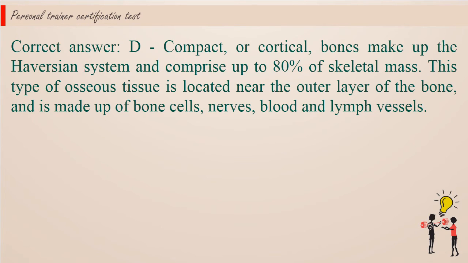Correct answer, D. Compact, or cortical, bones make up the Haversian system and comprise up to 80% of skeletal mass. This type of osseous tissue is located near the outer layer of the bone, and is made up of bone cells, nerves, blood and lymph vessels.